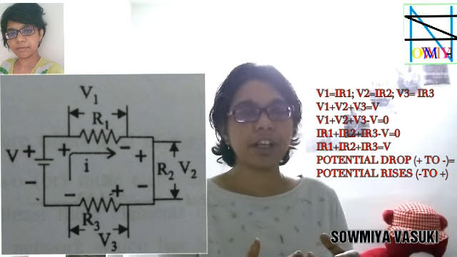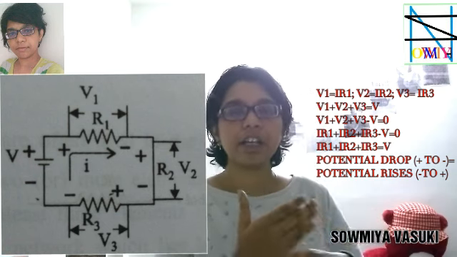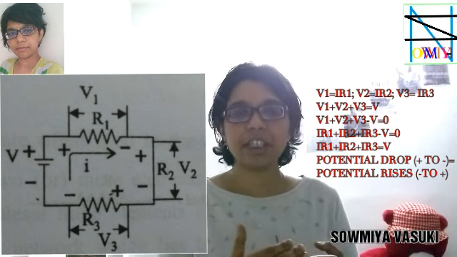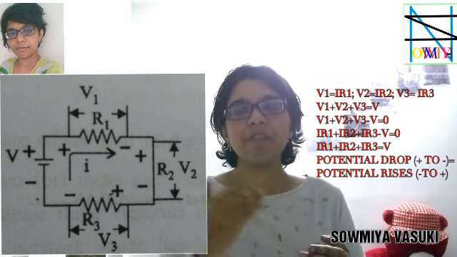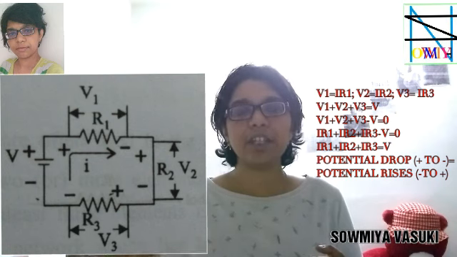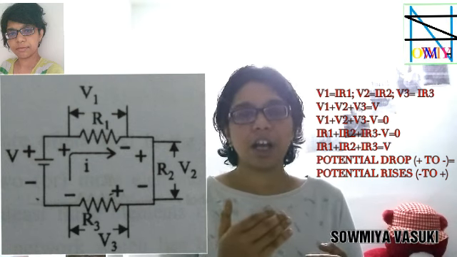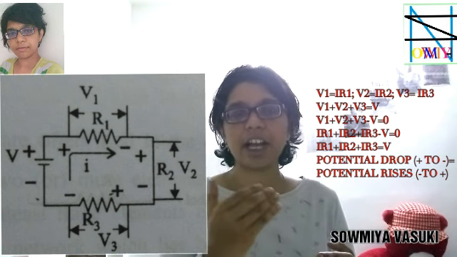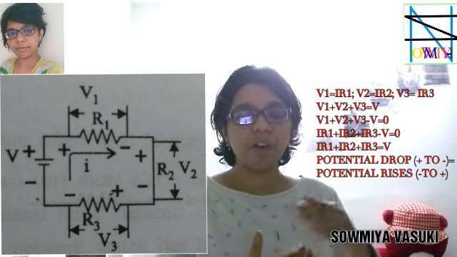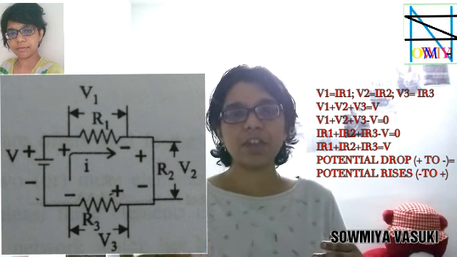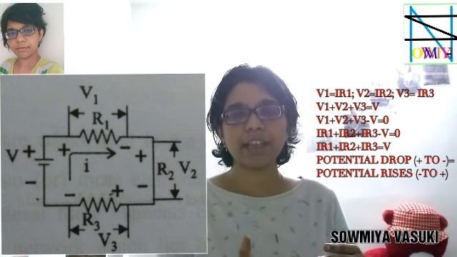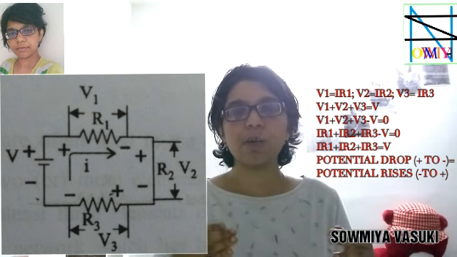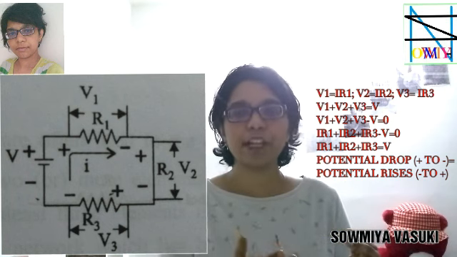So consider the following equations in Kirchhoff's voltage law. V1 plus V2 plus V3 is equal to V. V1 plus V2 plus V3 minus V is equal to 0. Then applying the equations, V1 is equal to IR1, V2 is equal to IR2, V3 is equal to IR3. So V1 plus V2 plus V3 minus V is equal to 0. IR1 plus IR2 plus IR3 minus V is equal to 0. So IR1 plus IR2 plus IR3 is equal to V. So V is equal to IR1 plus IR2 plus IR3.